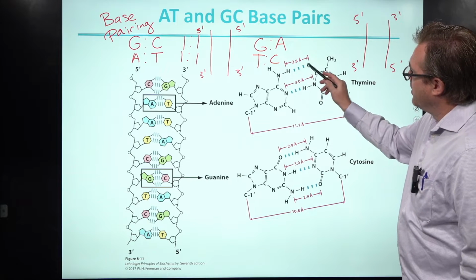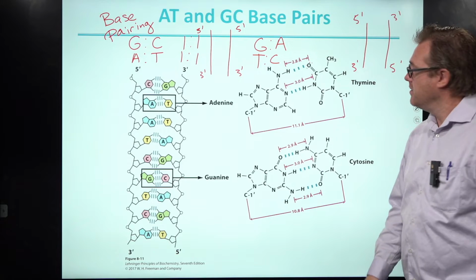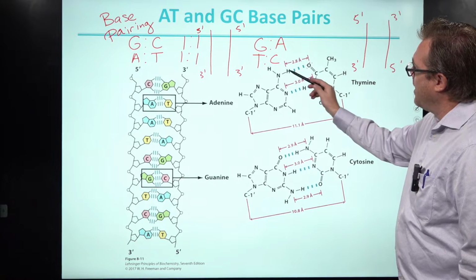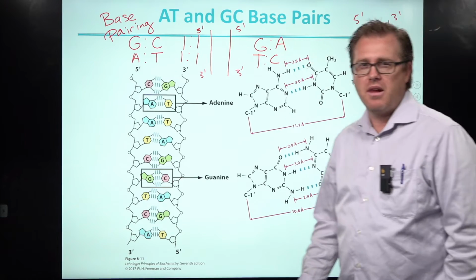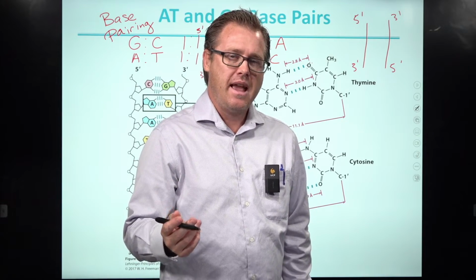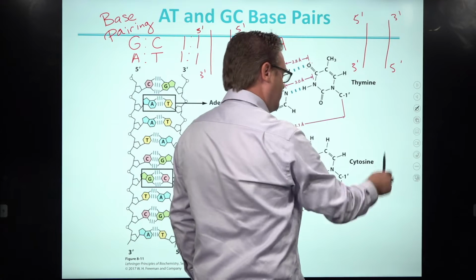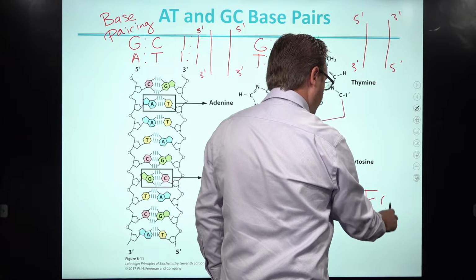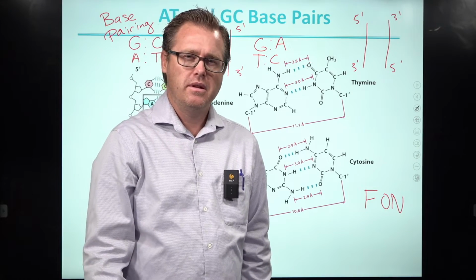We see that this oxygen atom right there has 2 lone pairs. And then we have this hydrogen right here coming off of a nitrogen. Remember, which atoms can participate in hydrogen bonding? Just remember fun. Or fawn. I just say fun.